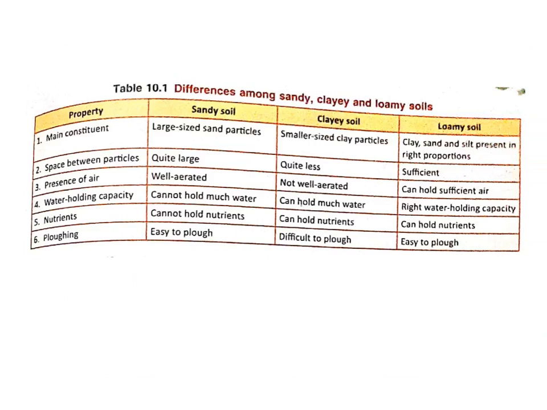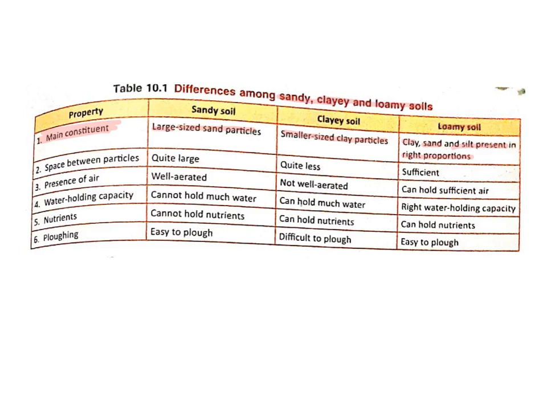Now let's see the difference between sandy soil, clay soil and loamy soil. The property is main constituent. Sandy soil, large sized sand particles. Clay soil, small sized clay particles. Loamy soil, clay, sand and silt present in right proportion.